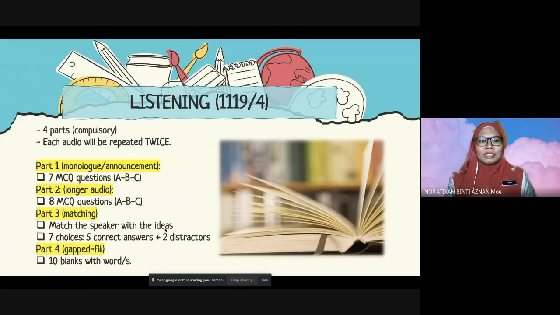So there are 4 parts. Compulsory, you have to answer all questions. Kena jawab semua soalan. Each audio will be repeated twice. I repeat, each audio will be repeated twice. Part 1, there will be monologue or announcement. There will be 7 MCQ question. MCQ maksudnya multiple choice questions, which has A, B, C.